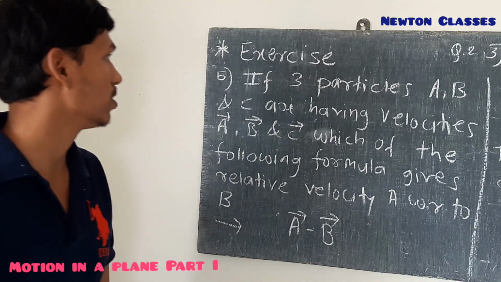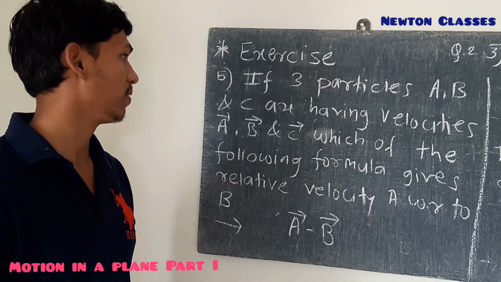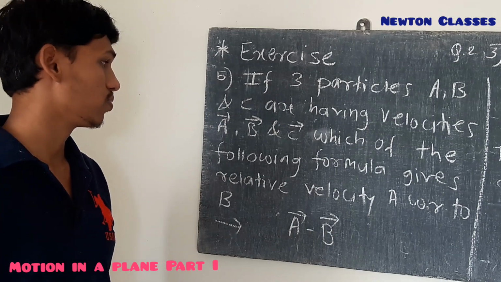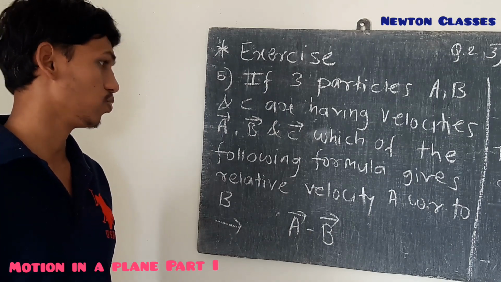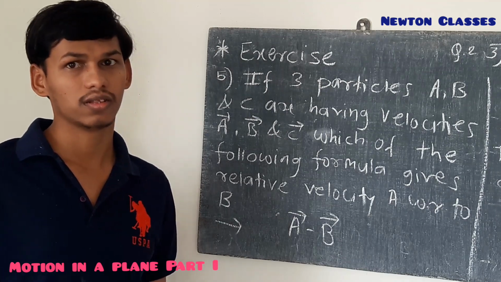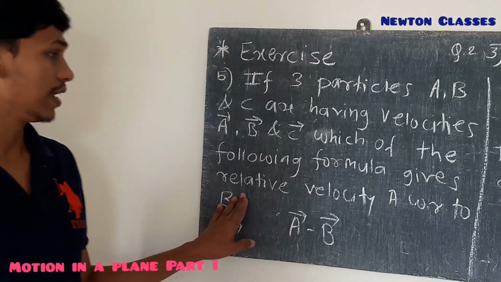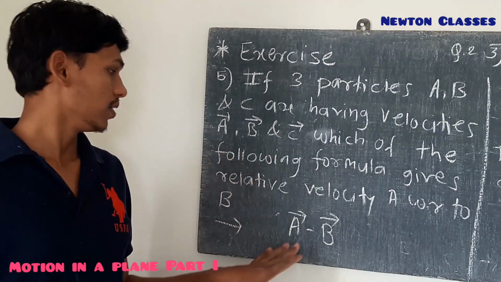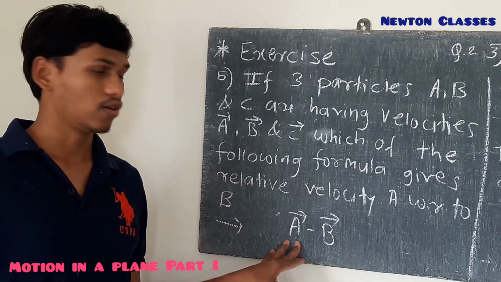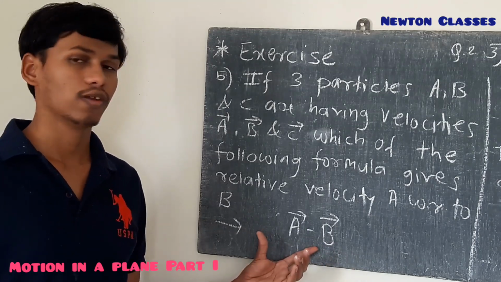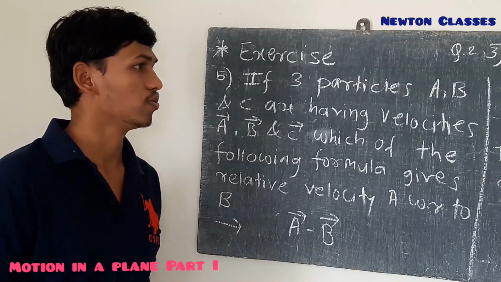The last, fifth MCQ is: if three particles A, B, C have velocities A bar, B bar and C bar, which of the following gives the relative velocity of A with respect to B? Here A bar, B bar and C bar are the velocities of the three particles. They are asking the relative velocity of A with respect to B, which can be calculated by subtracting the velocity of B from the velocity of A. This gives the relative velocity of particle A with respect to B.